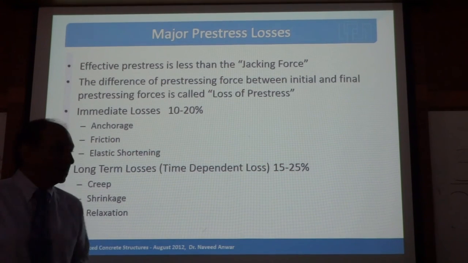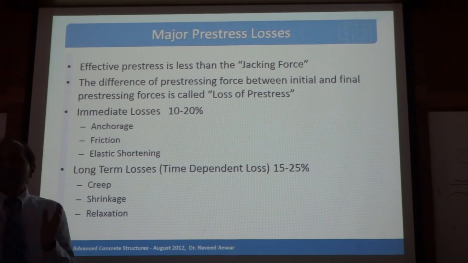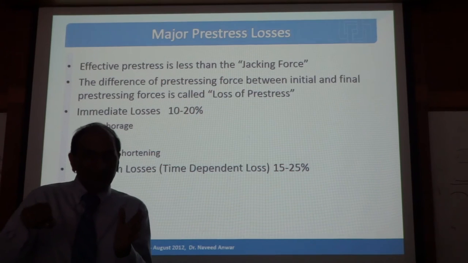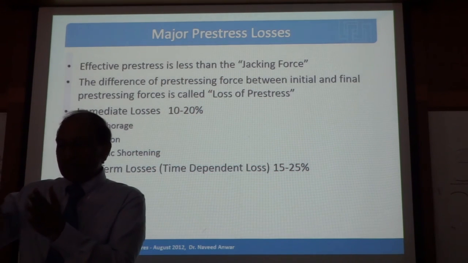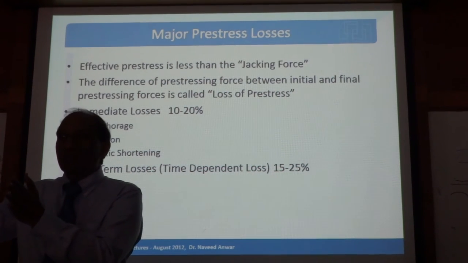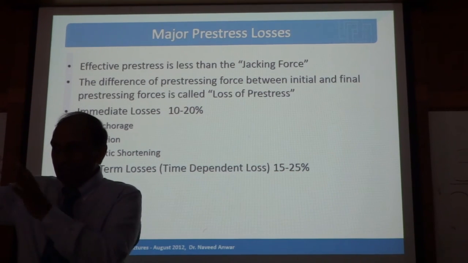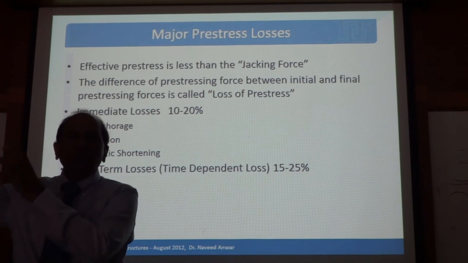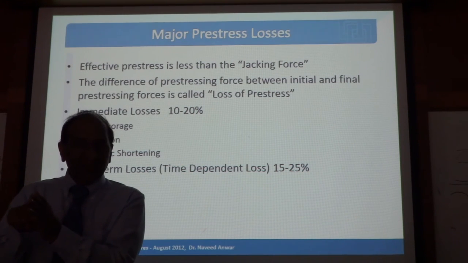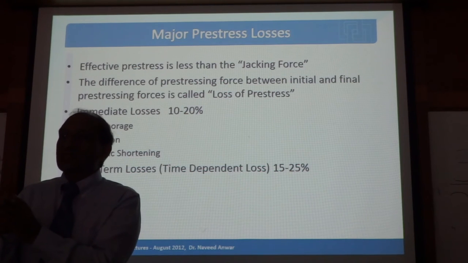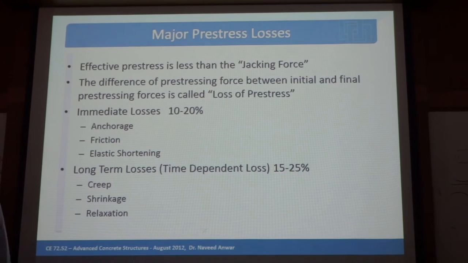And finally, what we know is this: immediate losses will range between 10 to 20% of the initial force, the checking force that you apply. So immediate losses means as soon as you release the jack, these losses will reduce your force. So if you pull something and you buy 100 tons, you will actually have 80 tons acting on the member. 20 tons or 15 tons would be lost in these three losses: anchorage, friction, or elastic shortening.